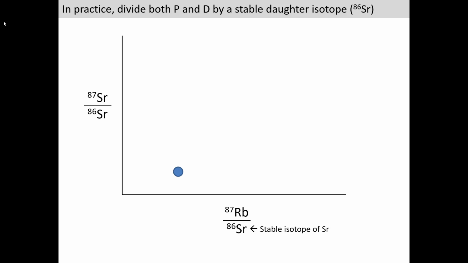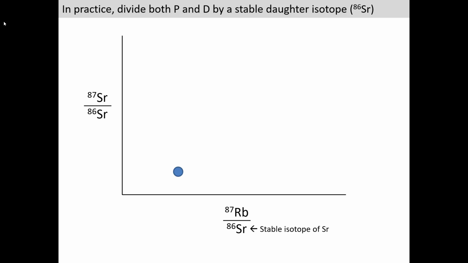Well, in practice, the first thing we do is divide both the x-axis and the y-axis, the rubidium-87 radioactive parent on the x-axis and the strontium-87 radiogenic daughter on the y-axis, by a stable daughter isotope. In this case, we divide by strontium-86. Now, it's the same amount of strontium-86 on both the x and y axis, so we're not actually changing anything in the way we interpreted that diagram before, right?